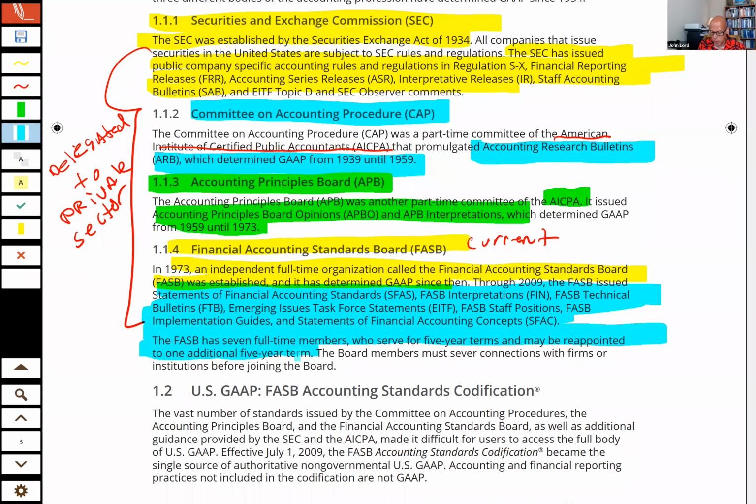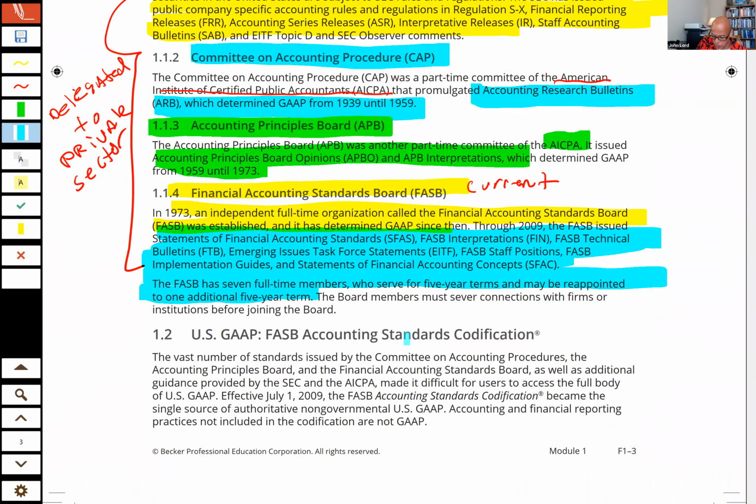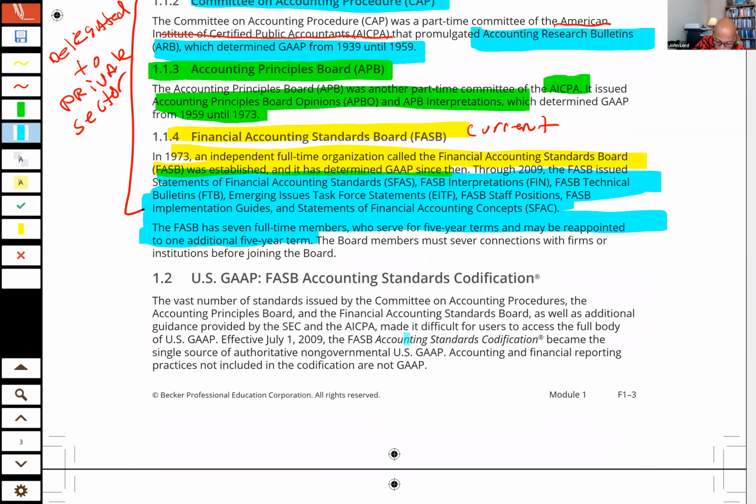So what they did in 2009 is they created a codification. And the codification is basically organized by topic. And if you are interested in looking up an issue for a particular topic, say the statement of cash flows, you just go to the Accounting Standards Codification and it's in topic 2.0.